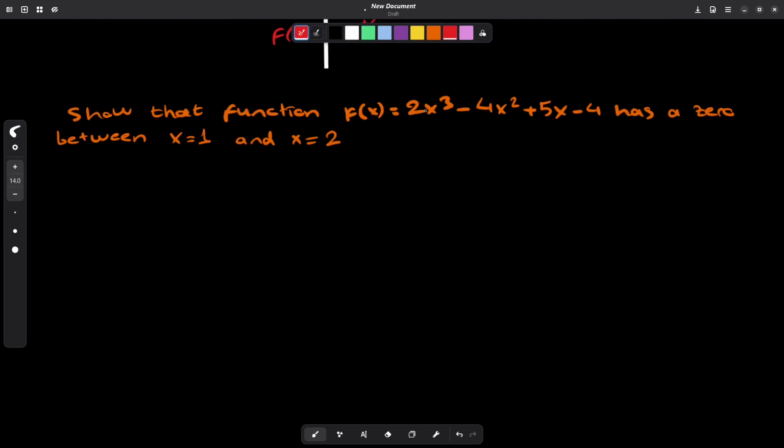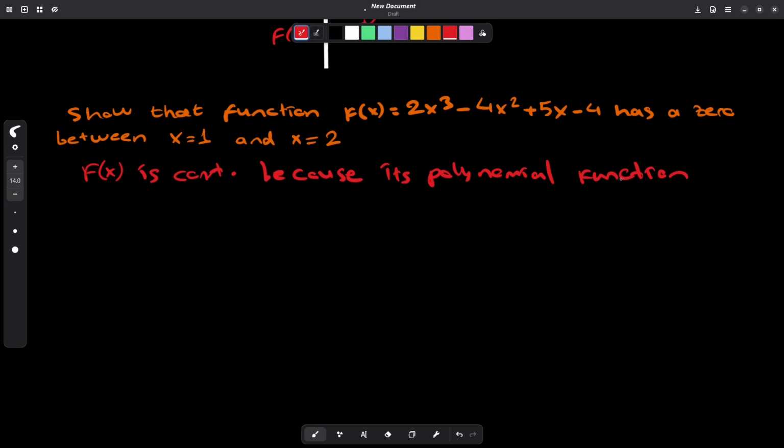Show that the function f(x) equals 2x cubed minus 4x squared plus 5x minus 4 has a 0 between x equals 1 and x equals 2. First of all, as usual, we will say f(x) is continuous because it's a polynomial function, right? So it is continuous everywhere. So in the closed interval [1, 2], it's also continuous, but we'll keep it short. Next, what is f(1)? What is f(2)? f(1) is 2 minus 4 plus 5 minus 4, which is negative 1.